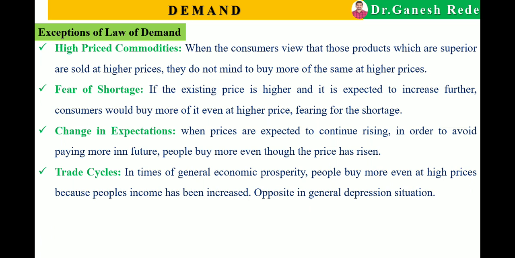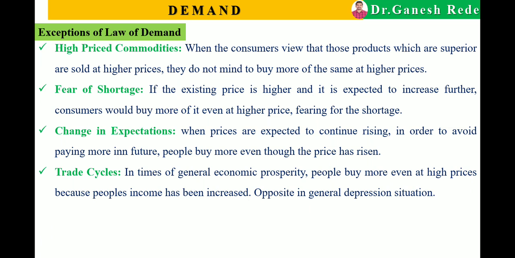That is an exception. So if the existing price is higher and it is expected to increase in the future, now I will give the example of onion. We know that in the first week of any month, suppose in the first week of August, the prices of onion started increasing. So in fear of shortage, we will purchase that onion. We expect that in the future the price will also increase from 50 to maybe 100. In that fear, we purchase onions at a higher price also. That is an exception for the law of demand.